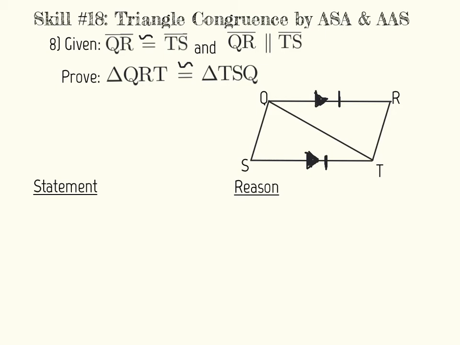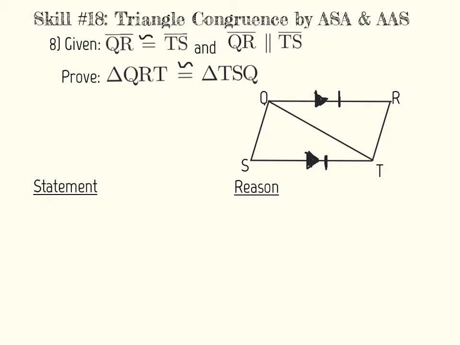Skill 18, Triangle Congruence by Angle Side Angle and Angle Angle Side. Number 8, given segment QR is congruent to segment TS and segment QR is parallel to segment TS. We want to prove that triangle QRT is congruent to triangle TSQ.